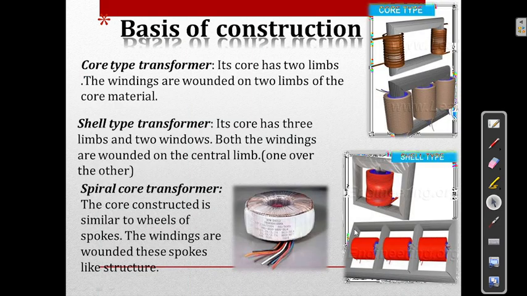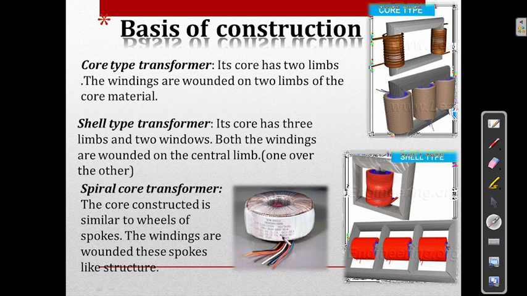Now, this is the basic construction of a transformer. Here, this is the core type, and here this is the shell type. See here, in the core type transformer, the core has two limbs. The windings are wound on two limbs of the core material. Then in the shell type transformer, the core has three limbs. You can see here the three limbs, and both windings are wound on the central limb, one over the other.